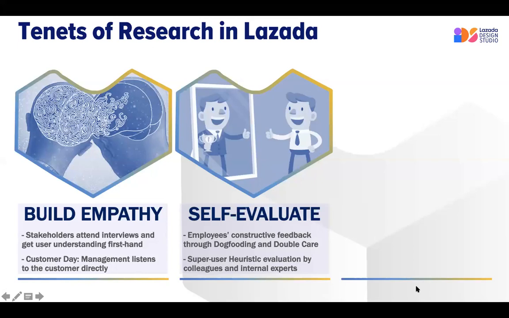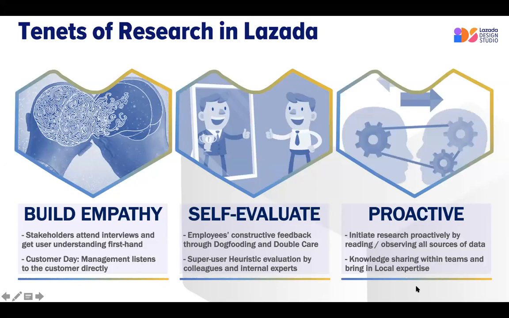Since we were super users, we thought instead of getting external experts to do a heuristic evaluation, because they won't know the issues we have, the kind of limitations we have, we thought of doing it in-house with the full structure. I'll go through it later. So it's done by our colleagues themselves, and especially by designers who are themselves experts. So they all evaluate each other.